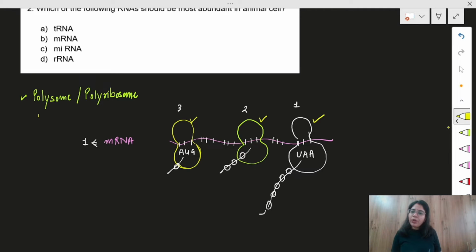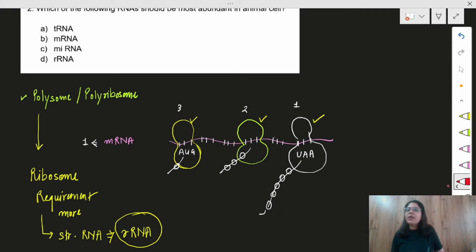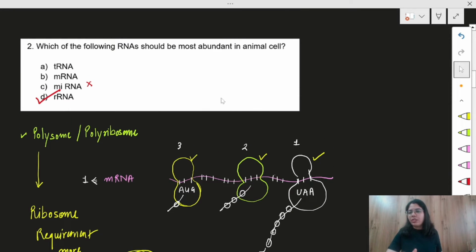And if your ribosome requirement is more, you require the structural RNA for making ribosomes. What is the name of that structural RNA which makes ribosome? It is ribosomal RNA. So what is the answer? rRNA. miRNA is not in our syllabus. It is also used in some gene regulatory processes, but they are not in our syllabus, so we don't have to discuss that.